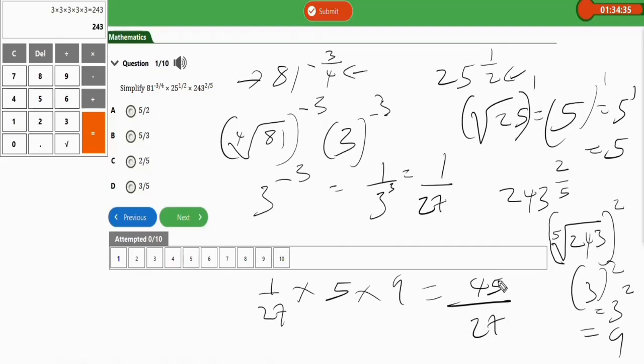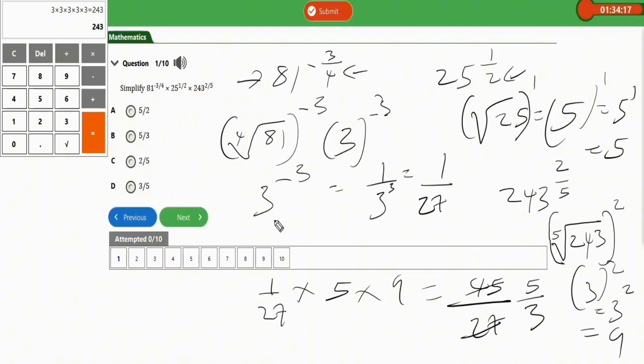What can divide through? 3 can, okay, let's say 9 can divide through here. 9 into 45 will give you 5. 9 into 27 will give you what? 3. So the correct answer to this question was option B, 5 over 3. So you see how easy it is.